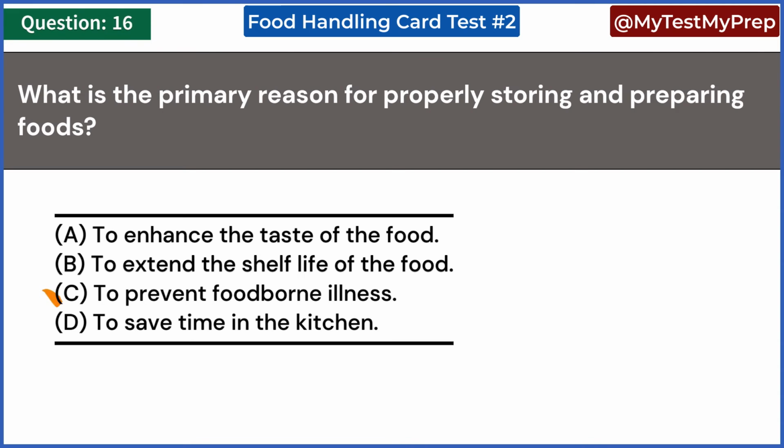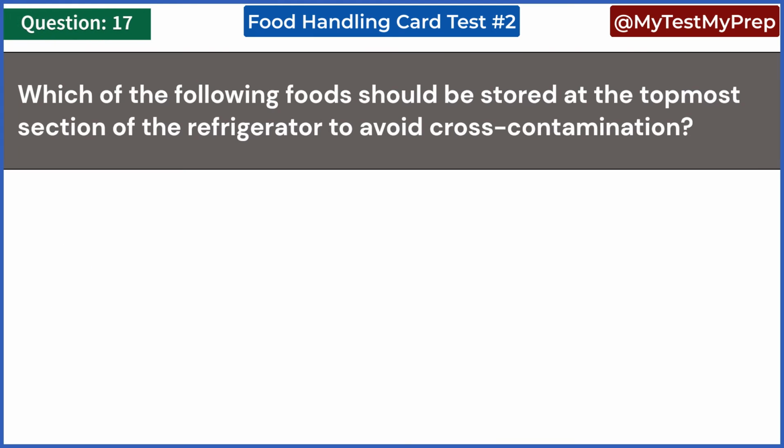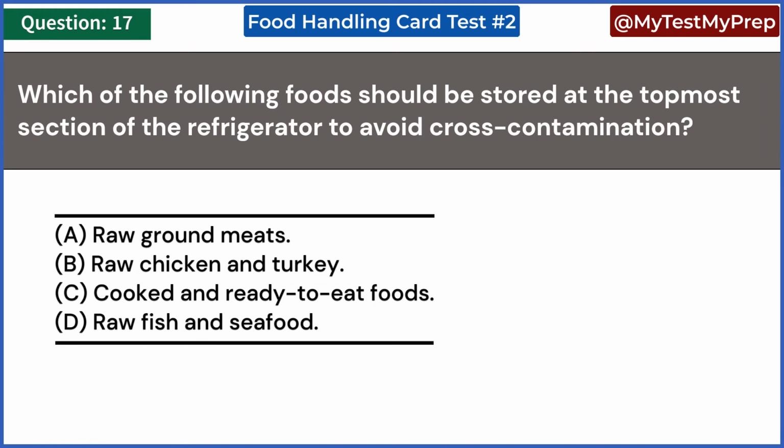Answer C. To prevent foodborne illness. Which of the following foods should be stored at the topmost section of the refrigerator to avoid cross-contamination? A. Raw ground meats. B. Raw chicken and turkey. C. Cooked and ready-to-eat foods. D. Raw fish and seafood.